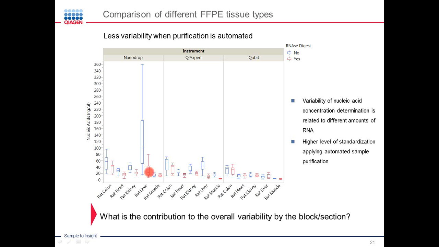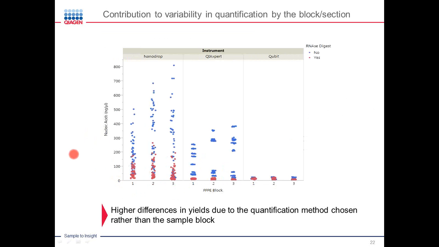So we drilled even further down, wanting to investigate the contribution to this overall variability made by the block or even the section itself. And this is also something we looked at. In this case, we only display the liver samples here.